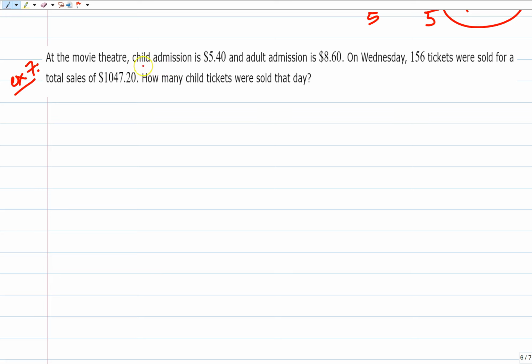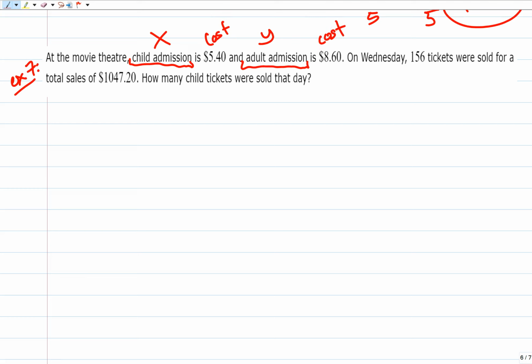Do we know how many child tickets were sold? What can we call that? We can call it X. That's fine. Do we know how many adult tickets were sold? We can call that Y. What is this 5.40 and this 8.60? Good. You got to get these cost models down.